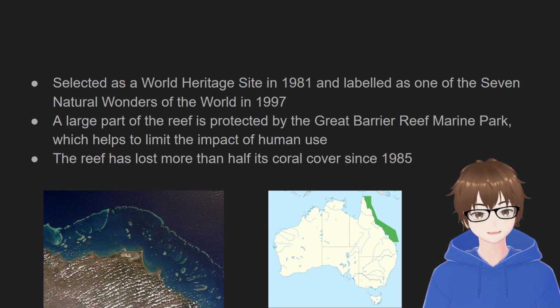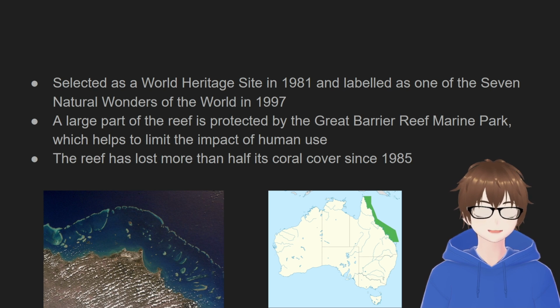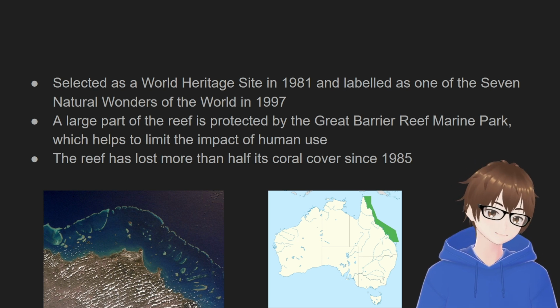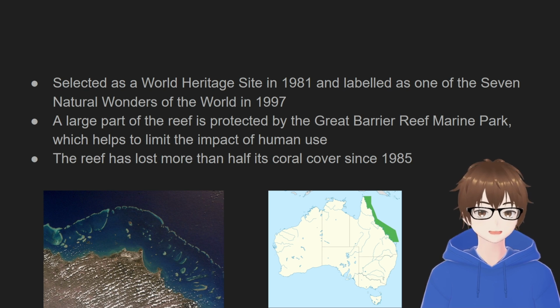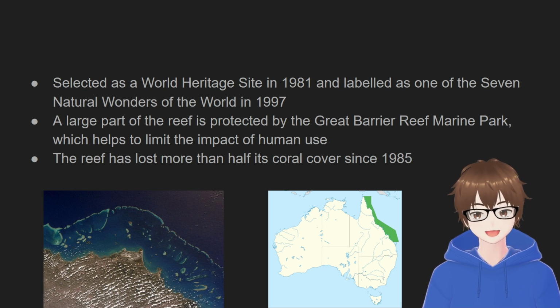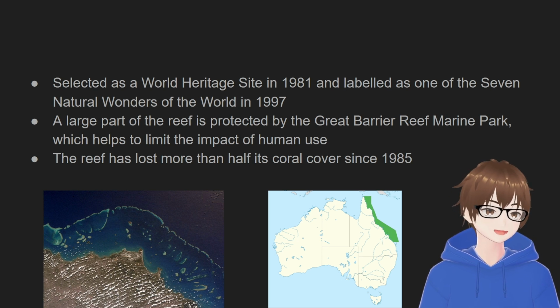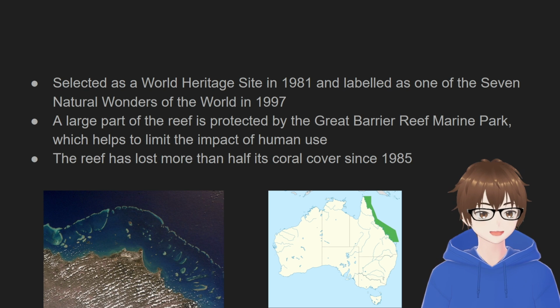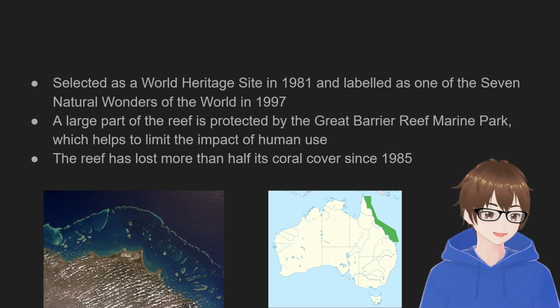So, the Great Barrier Reef was selected as a World Heritage Site in 1981 and was labeled as one of the 7 natural wonders of the world in 1997. A large part of the reef is protected by the Great Barrier Reef Marine Park, which helps to limit the impact of human uses and protect it. The reef has also lost more than half of its coral since 1985 because of all the different things I've talked about already. Then we have a picture here showing where it's located on the map, and then a picture of the Great Barrier Reef from the air, from above.